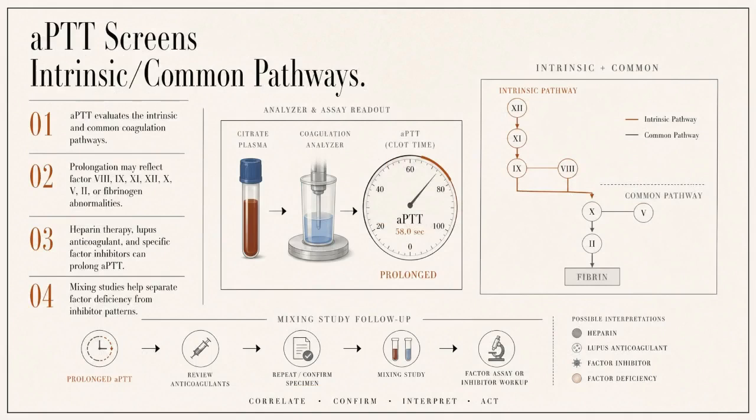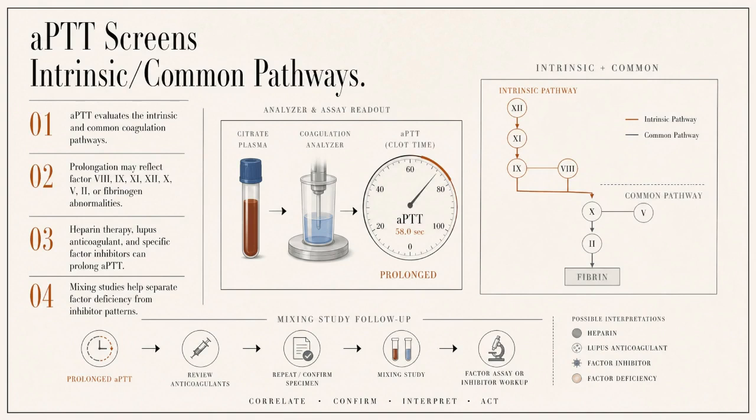This one evaluates the intrinsic and common pathway factors. It's affected by factors 12, 11, 9, 8, X, V, 2, and fibrinogen. We commonly use it to monitor unfractionated heparin therapy, though anti-XA assays are also important. A prolonged APTT can be due to factor deficiencies, heparin, a lupus anticoagulant, or other specific inhibitors.